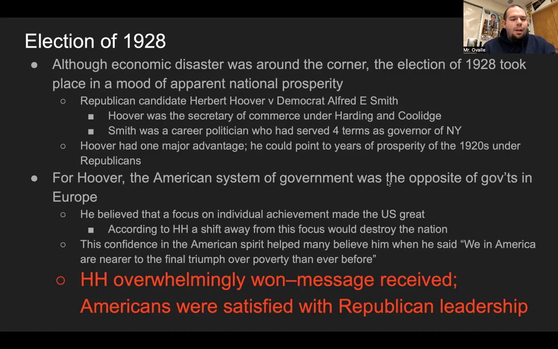communism. The confidence in the American spirit helped many believe him when he said, "We in America are nearer to the final triumph over poverty than ever before." Herbert Hoover overwhelmingly won. The message was received. Americans were satisfied with Republican leadership.